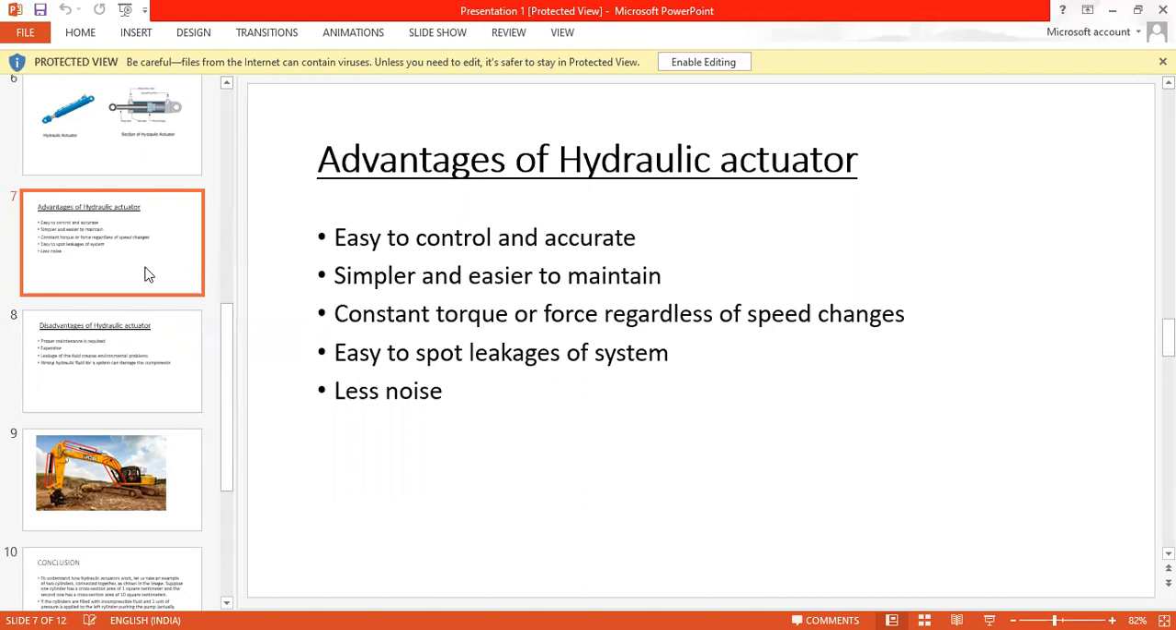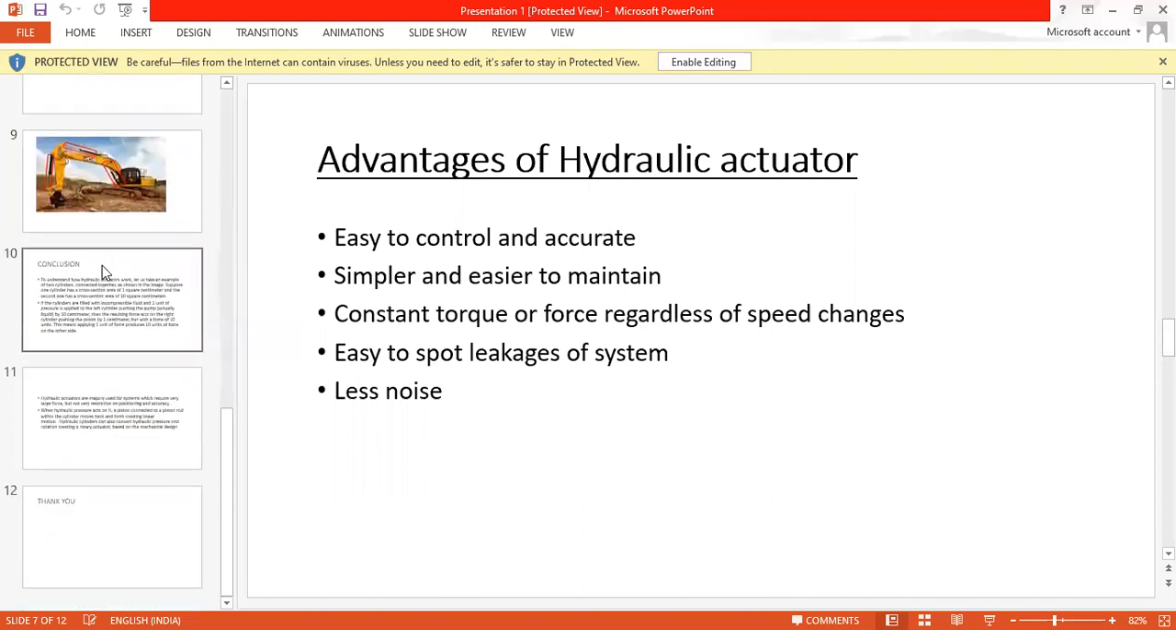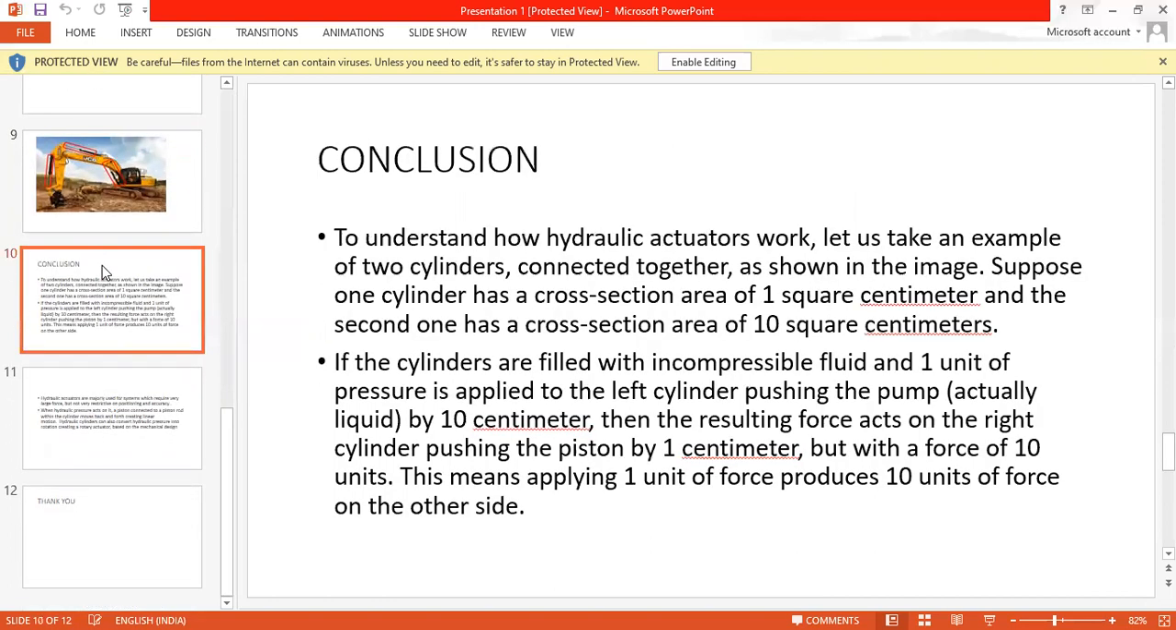How it actually makes less noise is that it has a hydraulic fluid which helps to control the method of movement in an easy manner. That's how the torque force stays constant regardless of the speed changes. At last, the conclusion tells all about how to understand how hydraulic actuators work.